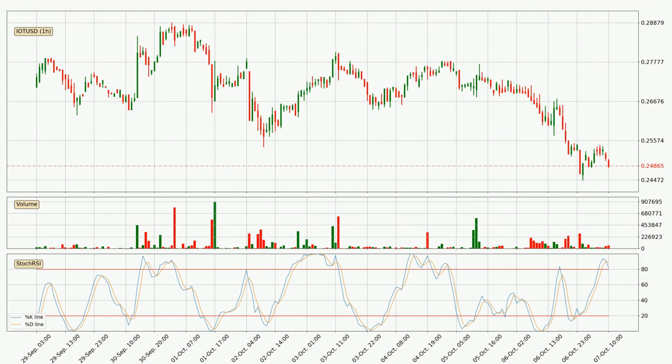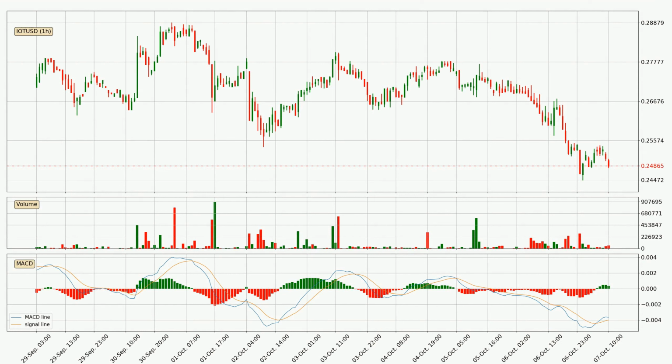Jumping to the hourly Stochastic RSI, both the %K and %D lines are in the higher region, which means that the price is getting overbought and soon a trend change or at least some kind of consolidation could be expected. The K line is currently located below the D line, meaning that there is a downwards trend.